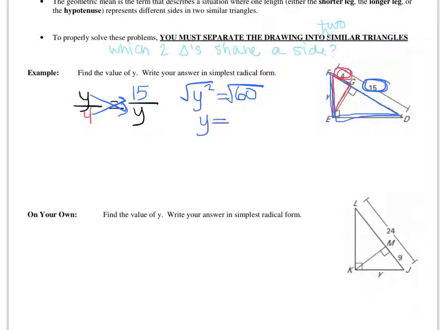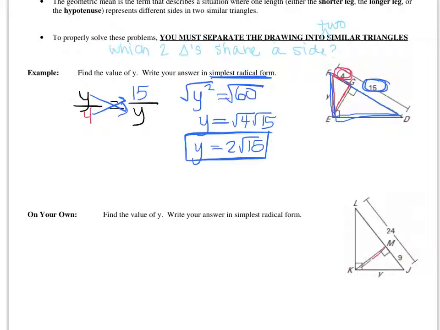So y equals, now this says simplest radical form. So I'm going to start with 25. 25 doesn't go into 60. 16 doesn't go into 60. 9 doesn't go into 60, but 4 goes into 60. If you divide 60 by 4, you get 15. So it's the square root of 4 times the square root of 15. The square root of 4 is 2, so 2 times the square root of 15. So here is my answer, 2 times the square root of 15. So pause it and try the next one.